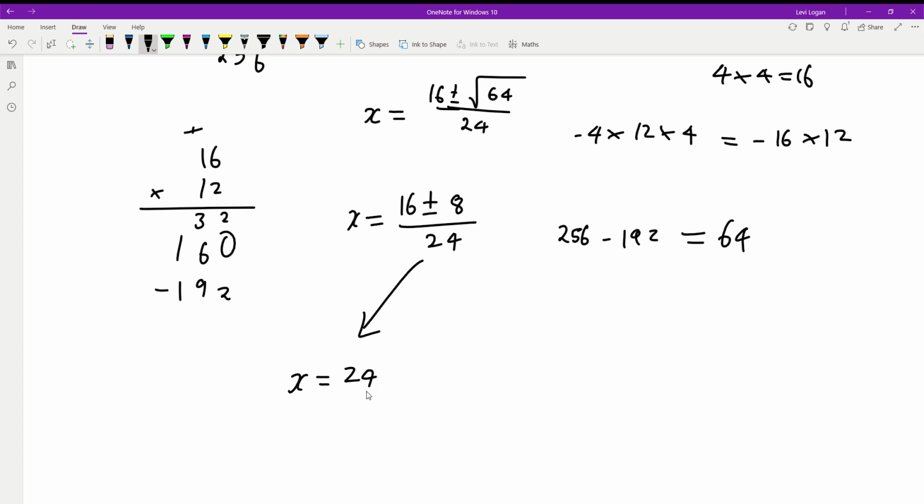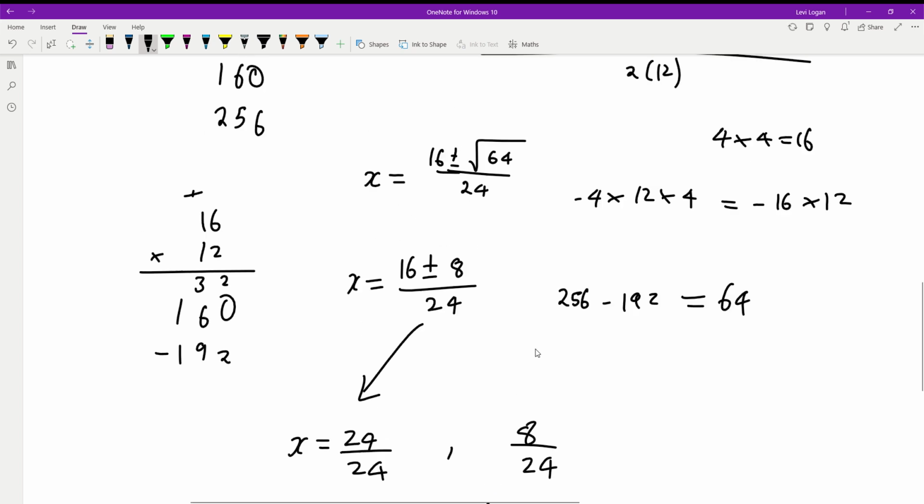So you get 24 on 24. And then you also get 8 on 24. So these are your two solutions. So you get x equals 1, and then you also get 8 on 3, so you also get a third, okay? So these are the two values.